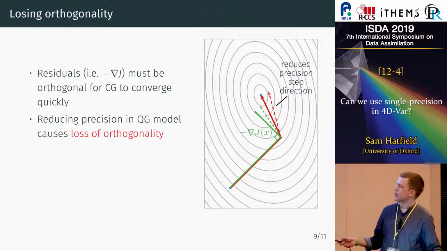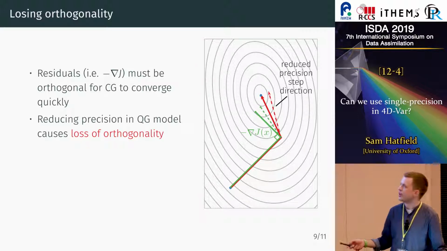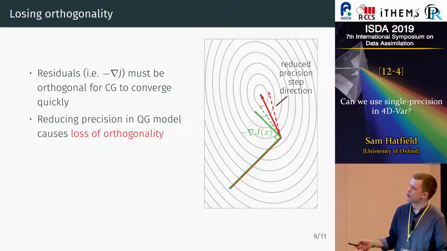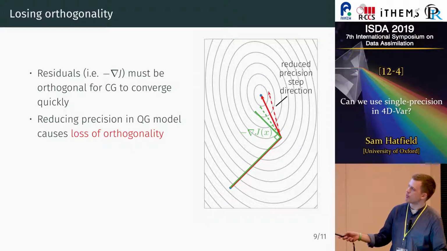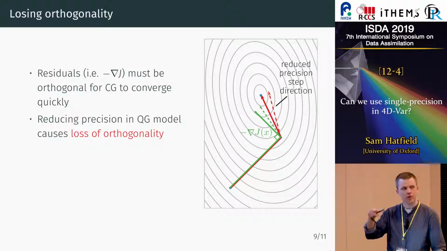And I've tried to illustrate this here. So the solid line would be if we had infinite precision, and the dashed line is for this reduced precision. You can see that the step direction is slightly wonky. It's in the wrong direction. And so with perfect precision, we would get to the minimum in 2 steps. But when we use reduced precision, we slightly miss the minimum, and we take a couple more iterations to get there.